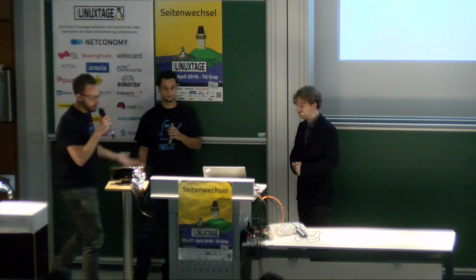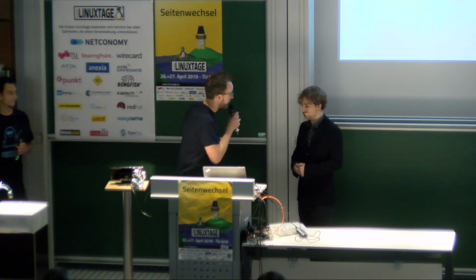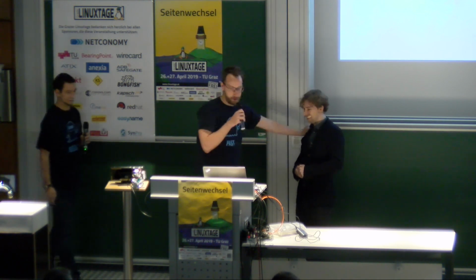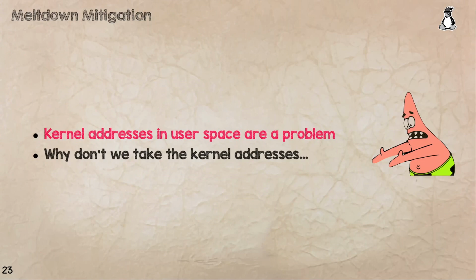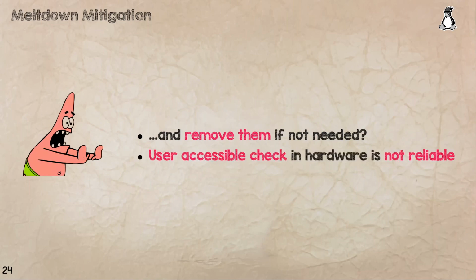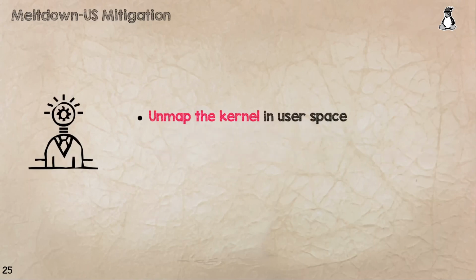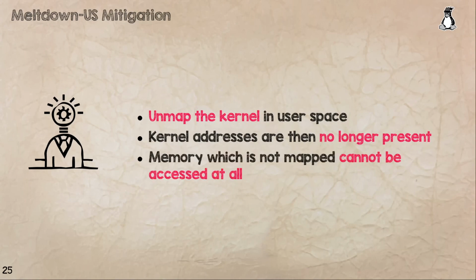I told you before, like with the attacks, I also told you about countermeasures. But you never listen because you only care about performance. And I'm really sorry for you. Maybe you will learn for the future. So, as we've seen, the kernel addresses that we have in the user space are our problem. So, why don't we just take the addresses from the kernel and remove them if we do not need them? Because the user accessible check in hardware is not reliable. Okay, that sounds good. Yeah, so what we do is we unmap the kernel whenever we are running in user space. So the kernel addresses are then no longer present, which means memory which is not mapped at all cannot be accessed at all.